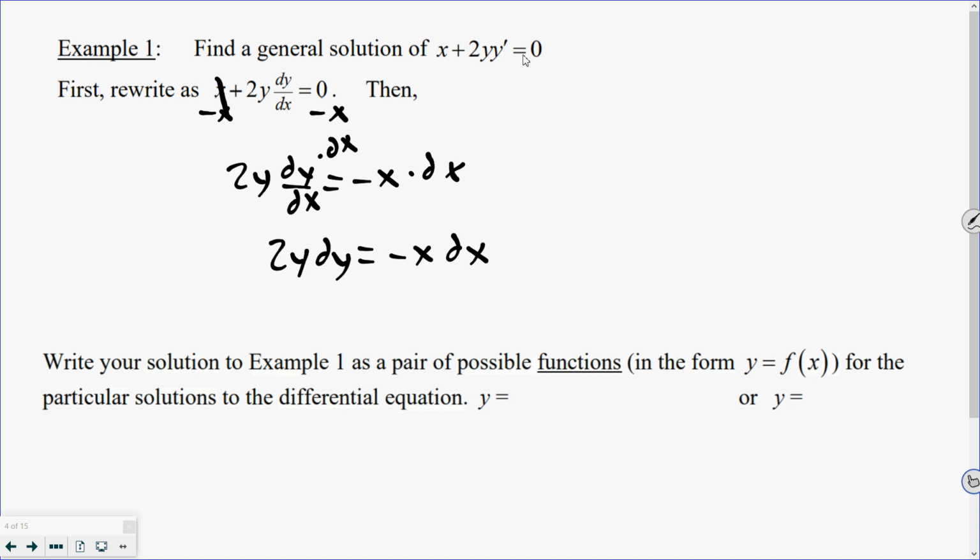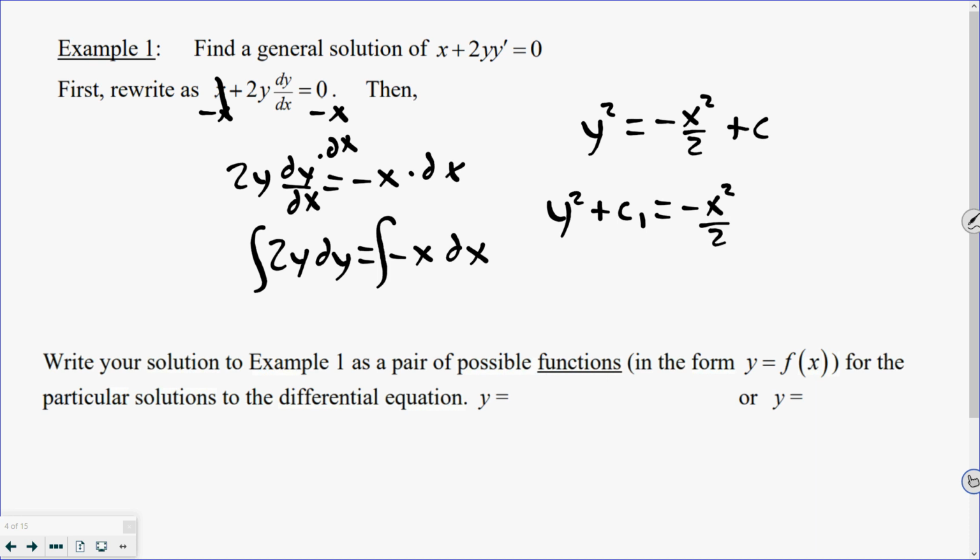The next thing we're going to do, step number 4, is to integrate both sides. When I integrate 2y, I end up with y squared. And on the opposite side, I integrate negative x and end up with negative x squared over 2 plus c. You don't have to put a constant on both sides. Because if I put a constant over here, I'll call it c1, there's another constant. But then I just subtract that over, and I end up with just another constant on the far side. So when you integrate both sides, just put a constant on one of the sides.